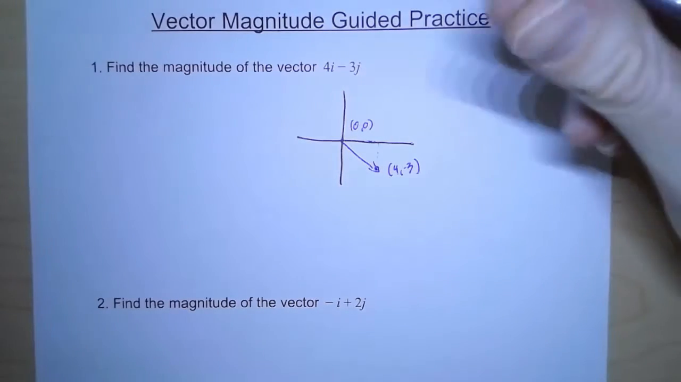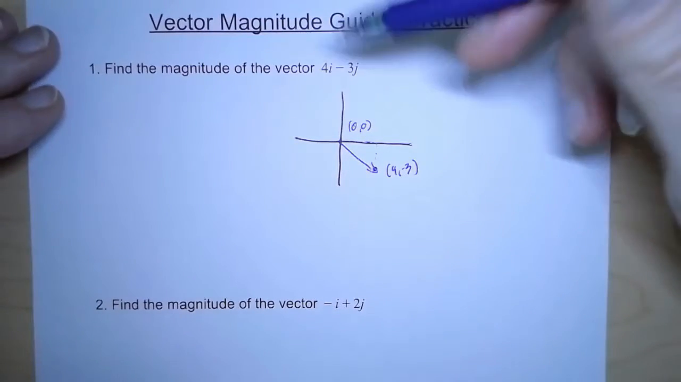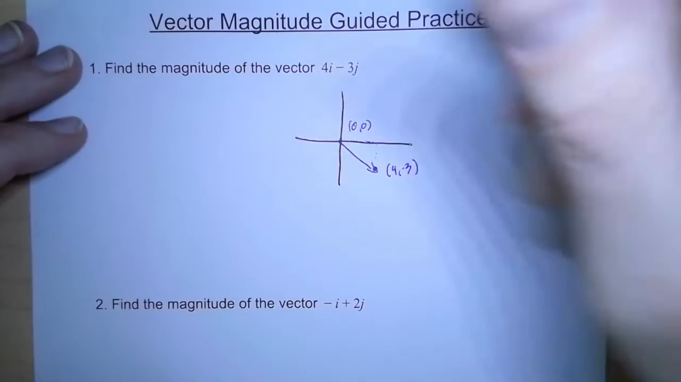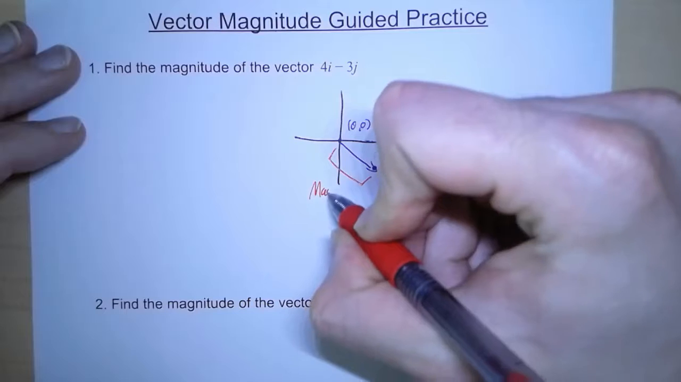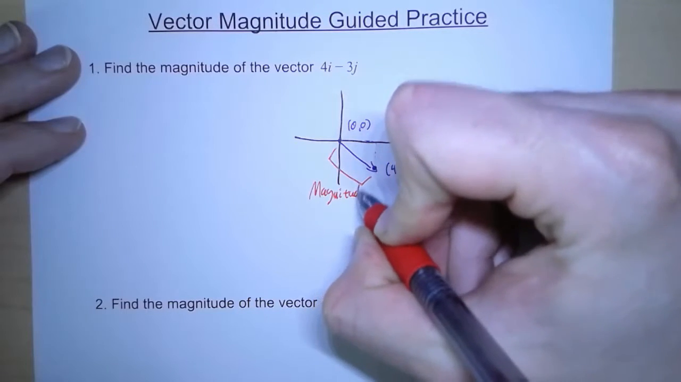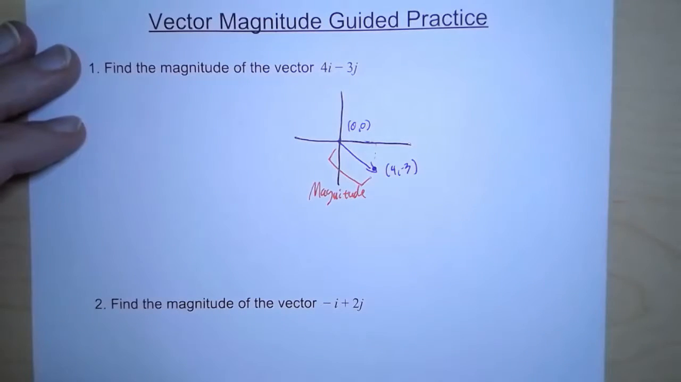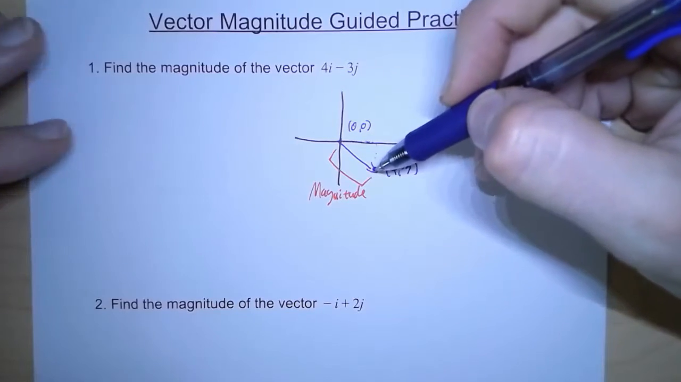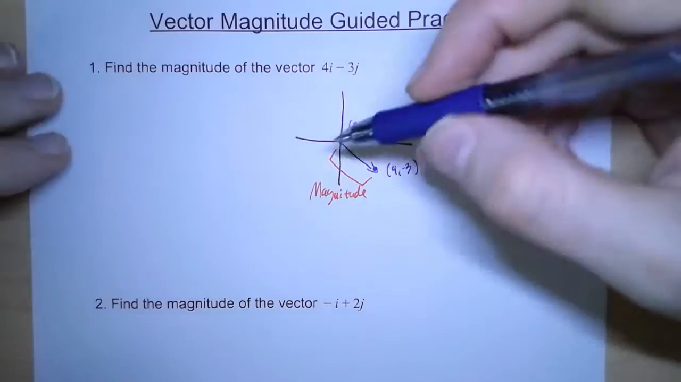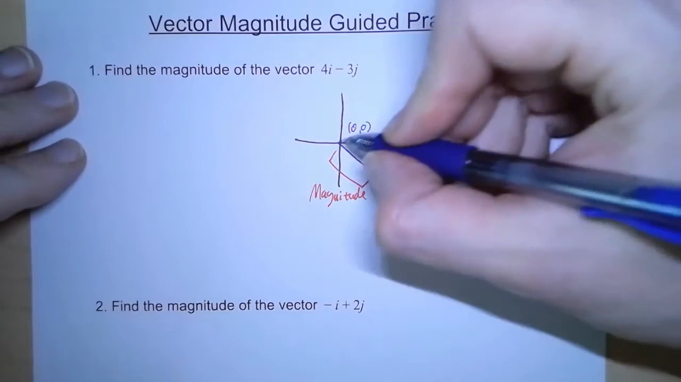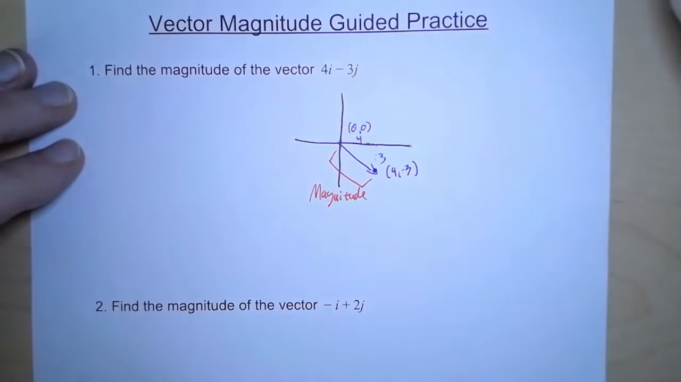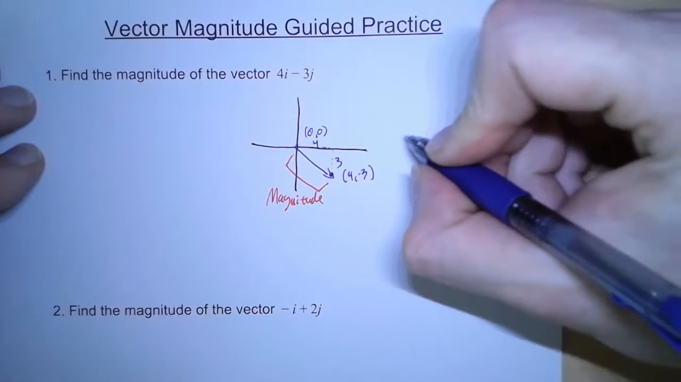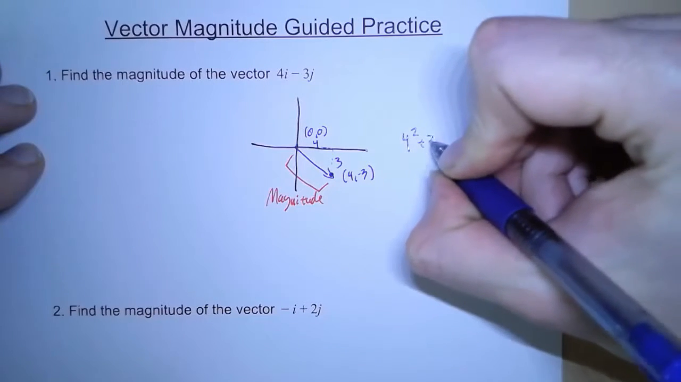Now the question of the magnitude. The magnitude we could think of as the length of this vector. And so we want to know how long this right here is. Well, we could think of this as the hypotenuse of a right triangle, where this side is 4 and this side is 3. So using the Pythagorean theorem, 4 squared plus 3 squared equals c squared.